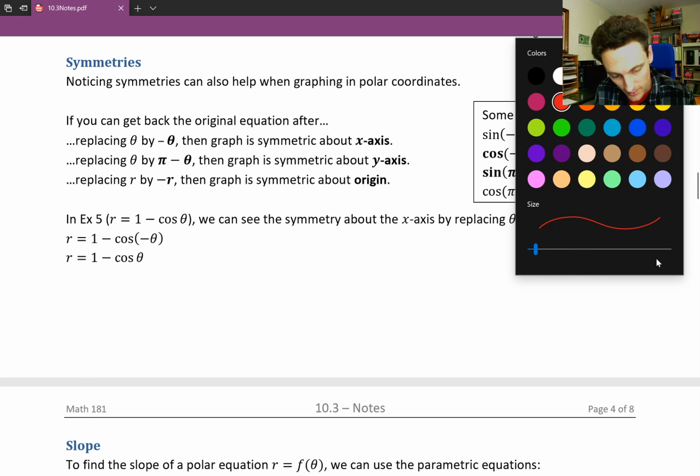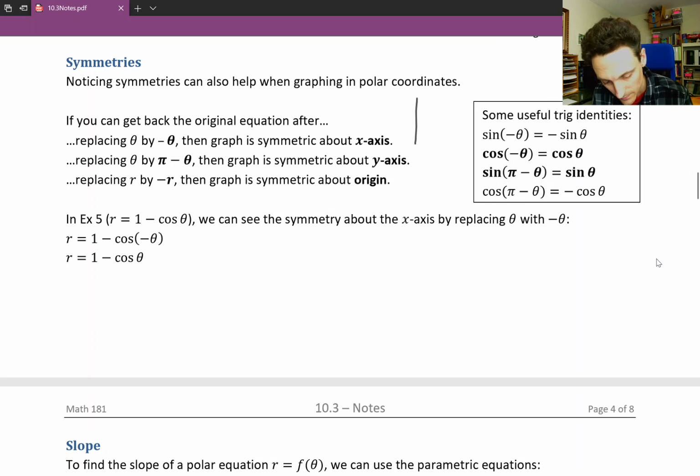In other words, if we draw a little picture of a coordinate system, and if you can plug in theta and get a point on the graph, or the negative of that theta and get a point on the graph, well, then you're going to have this symmetry about the x-axis. This is theta, and this is negative theta. There, that's better. So if you can plug in theta and negative theta, and they both give you points on the curve, then there's going to be symmetry about the x-axis.